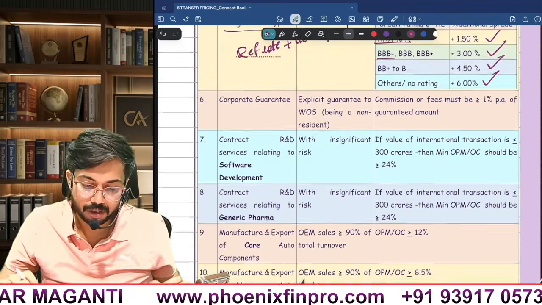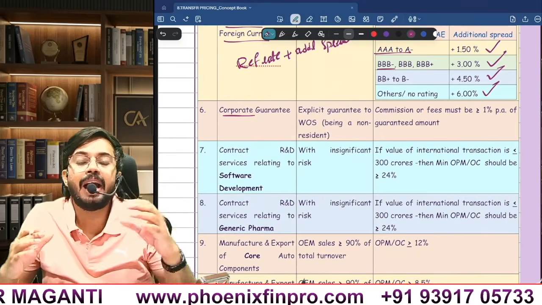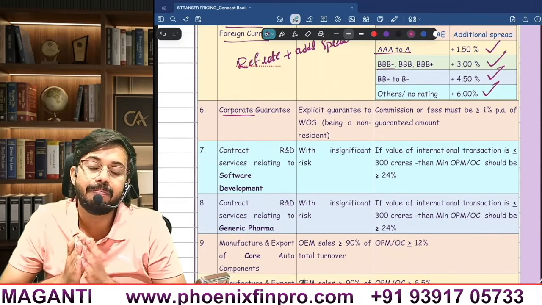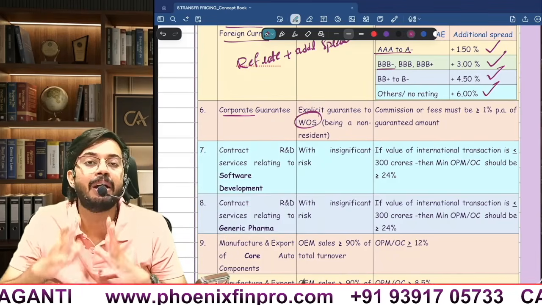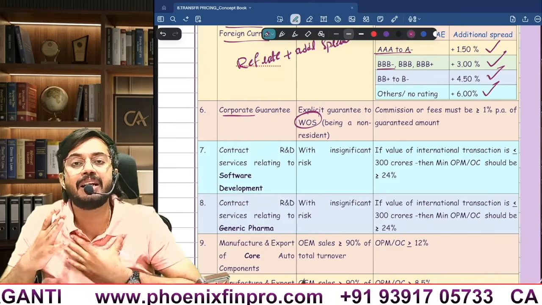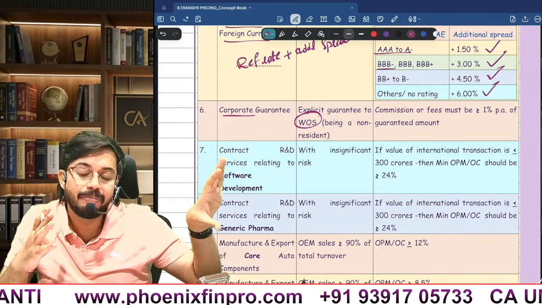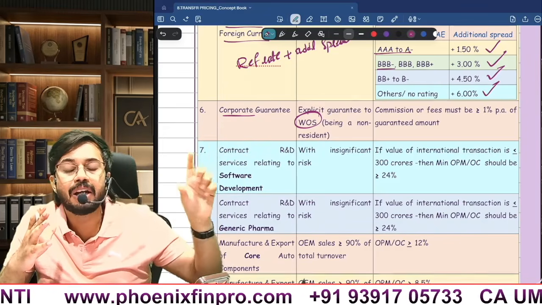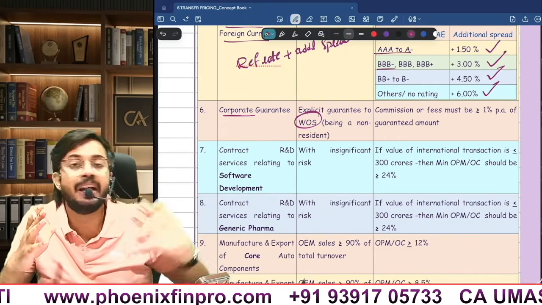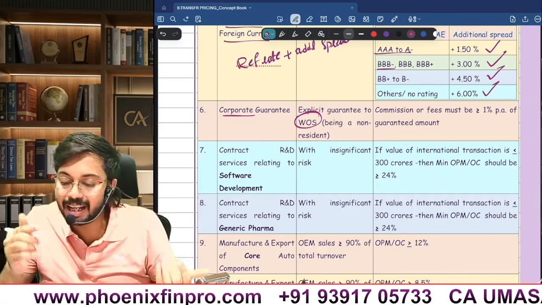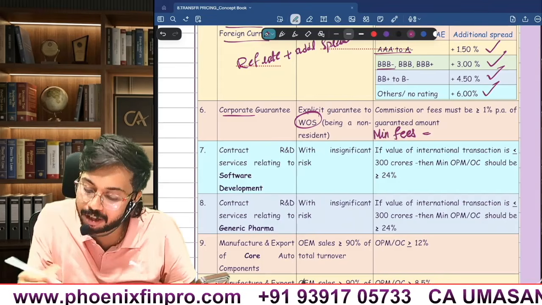Now, corporate guarantee. That means if one company gives a corporate guarantee to a non-resident associated enterprise, the non-resident associated enterprise must be a wholly owned subsidiary. Only then are safe harbor rules applicable. That means if an Indian company gives a corporate guarantee for a loan taken by a wholly owned subsidiary outside India. Generally, whenever a guarantee is given, fees will be charged. How much is the minimum fee that is required to be charged?